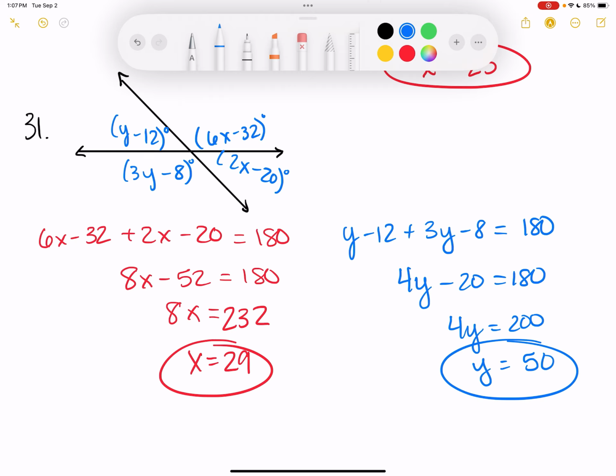Again, if they wanted us to actually solve, we'd plug that in.